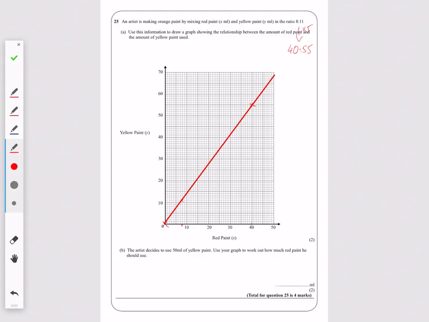It says the artist decides to use 50 millilitres of yellow paint. Work out how much red. So we're going to go down here as accurate as you possibly can, and 37 mils. They will give you a little bit of accuracy marks for that, so you probably get 36, 37, 38 for that, just in case you've got a thicker pencil or you're not quite accurate enough.